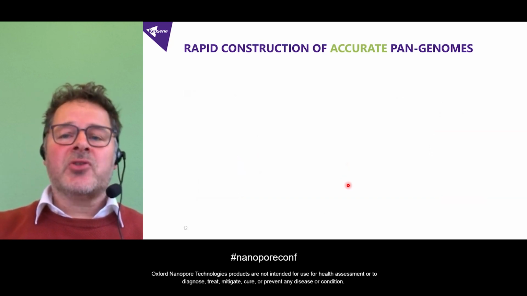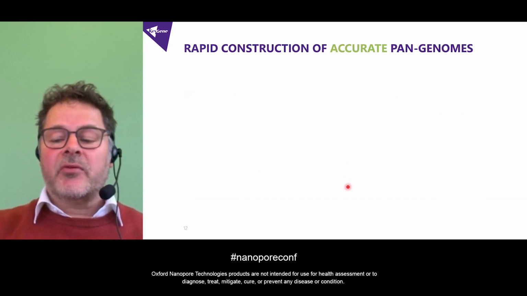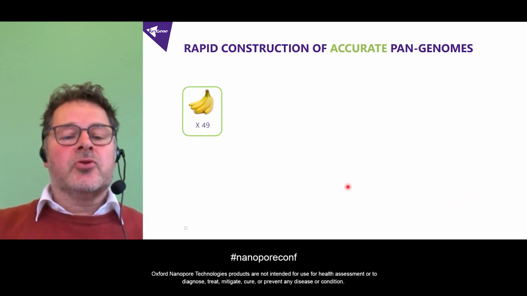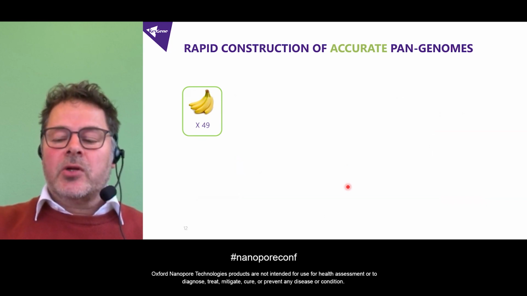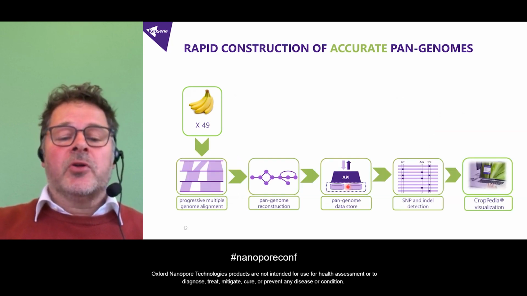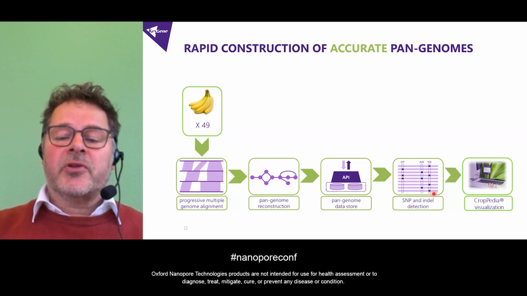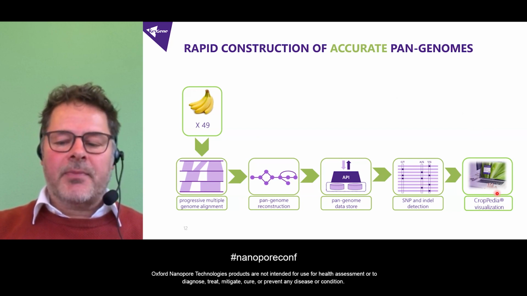KeyGene has developed its own toolset for rapid pangenome construction. It consists of multiple steps. As a first trial, we used as input our 49 draft reference genomes generated with simplex data, and we also included some public lines. So we performed the progressive multiple genome alignment, the pangenome construction, the extraction of the genetic variants, and we visualized the results in our CropPedia package.